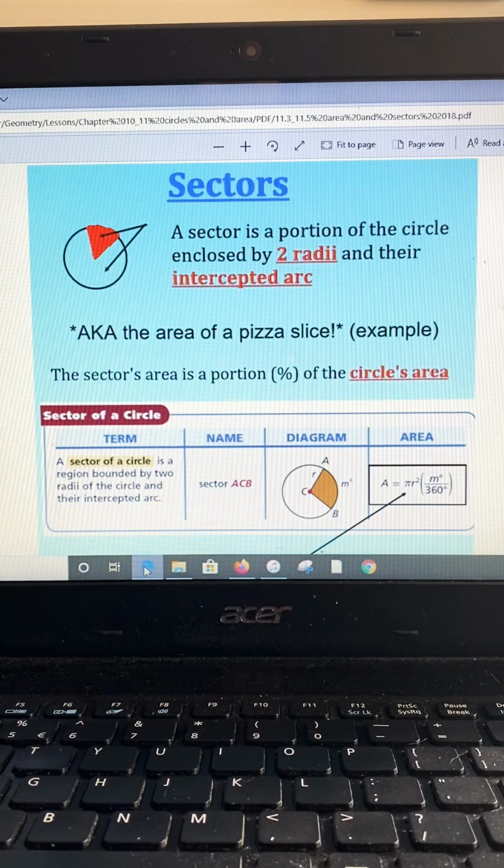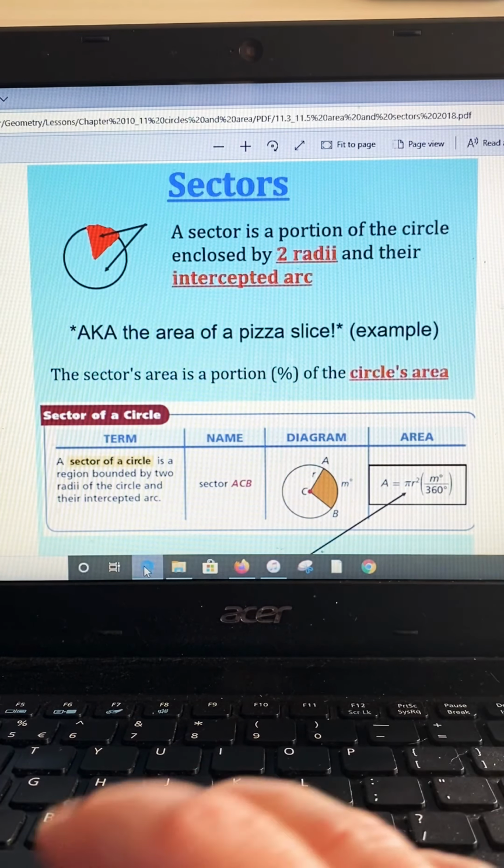This one, a sector, is basically a portion of the circle's total area. So we talked about arc length a few weeks ago. That was a fraction of a circle's circumference. This is a portion of the total area. So imagine with pizza, this would be how big is your slice compared to the whole pizza, is essentially what a sector is. So the fancy definition there: it's a portion of a circle enclosed by 2 radii and the intercepted arc. And then I even put AKA area of a pizza slice.